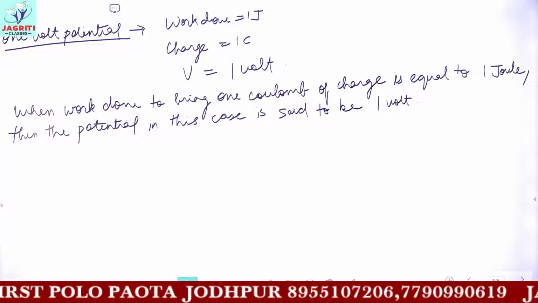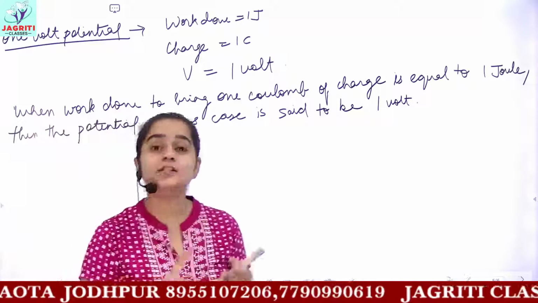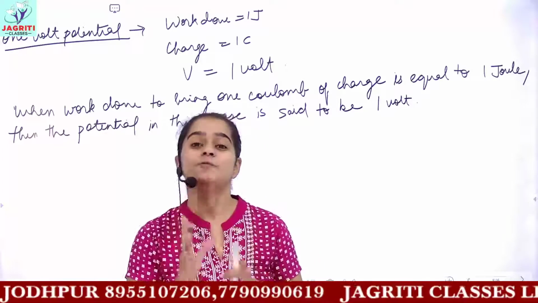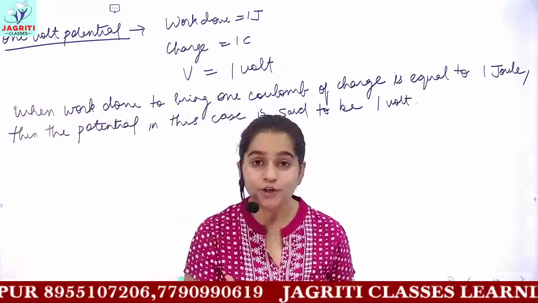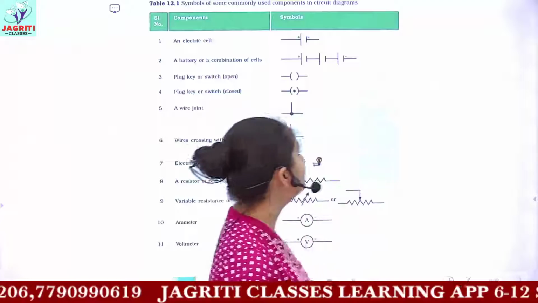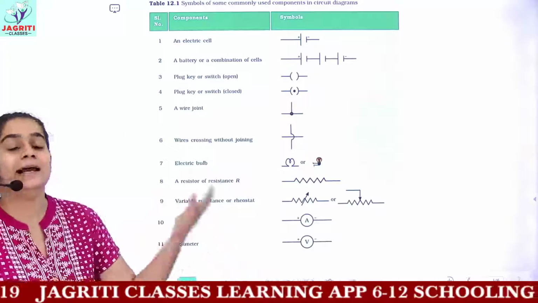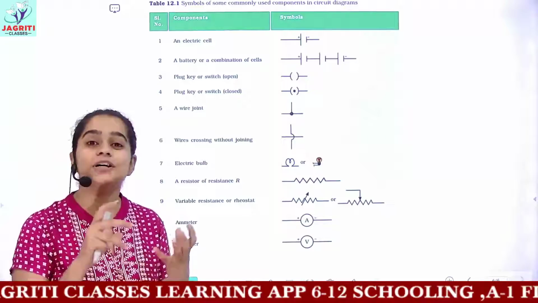So this completes the 1 volt potential and all the different definitions, symbols, formulas and SI unit of all the quantities which you should know when you are reading the chapter electricity. So now next we have the symbols which are generally used for drawing a circuit, and then I will be telling you how can you draw a circuit.